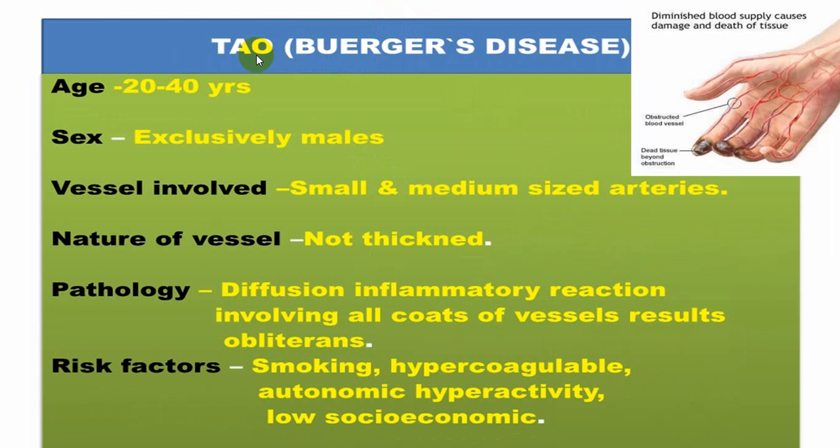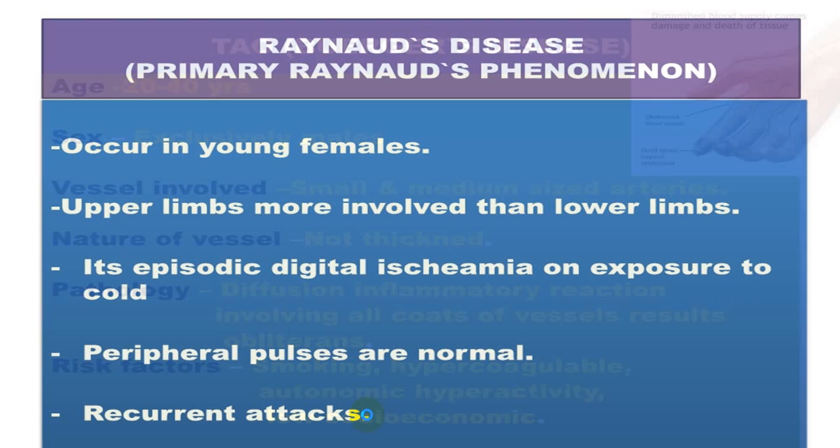As far as TAO, thromboangiitis obliterans or Buerger's disease, is concerned, age is between 20 to 40. It is extremely common in males. It involves small and medium size arteries. Usually large size arteries are not involved. The artery which is involved is not thickened. There is a diffuse inflammatory reaction involving all the layers, resulting in obstruction. Smoking, hypercoagulable state, autonomic hyperactivity, low socioeconomic group are the risk factors.